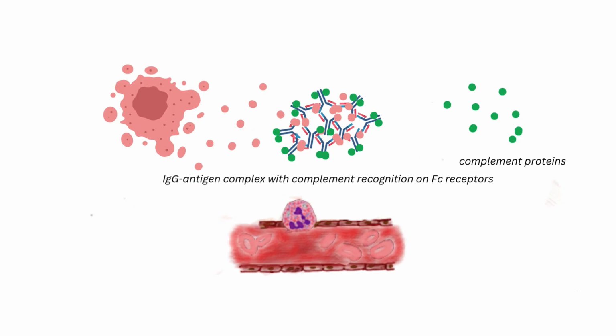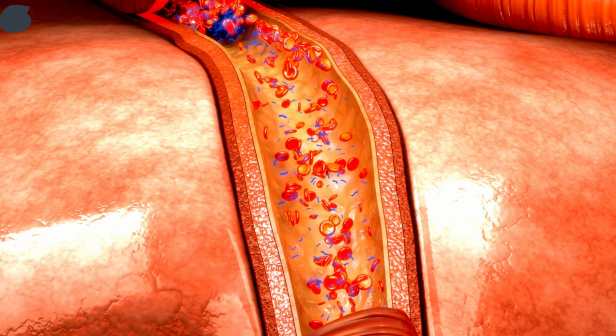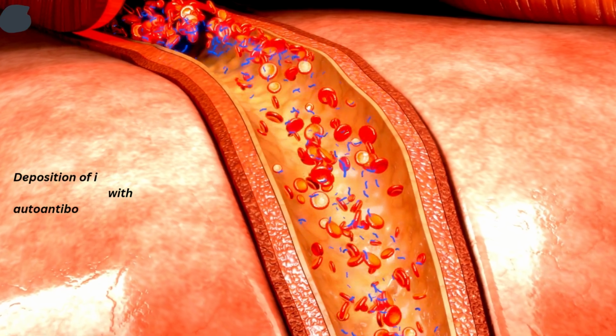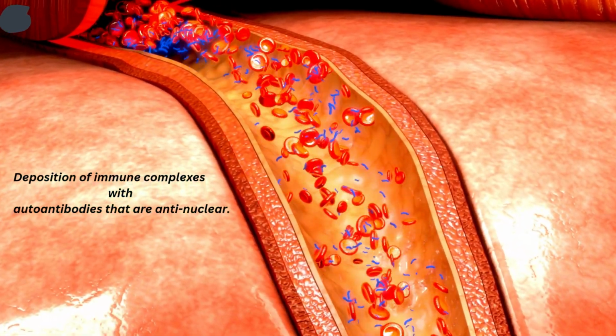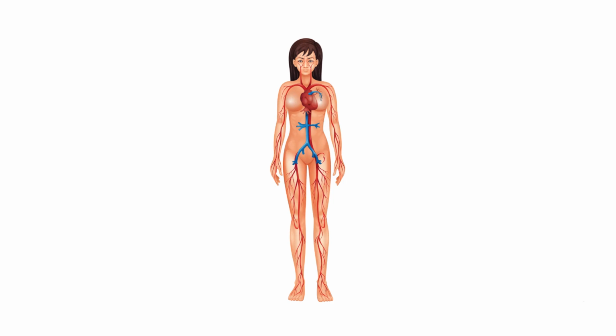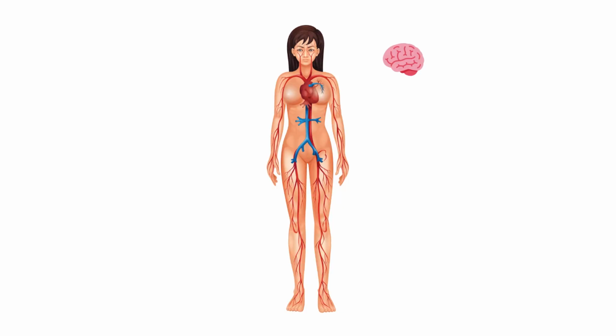Here we see IgG antigen complex formation with complement recognition on the antibody Fc receptors, with complement protein depletion during active disease, and deposition of ANA immune complexes with autoantibodies that are anti-nuclear, leading to systemic manifestations, such as the butterfly malar rash, discoid rash, and photosensitivity. Neurologic disorders include seizures and psychosis.